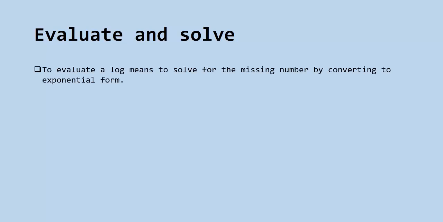Let's talk about evaluating and solving logarithms. To evaluate a log means to solve for the missing number by converting to exponential form. Let's evaluate log base 10 of 10,000 equals x. So we're finding out what is the exponent that we raise 10 to in order to get 10,000. Well, 10 to the 4th is 10,000, so our x value is 4.